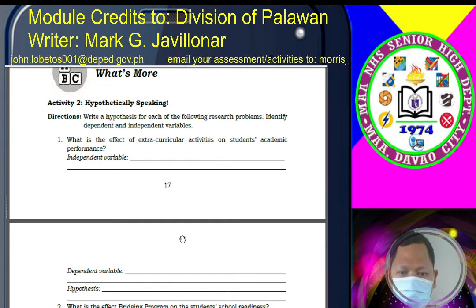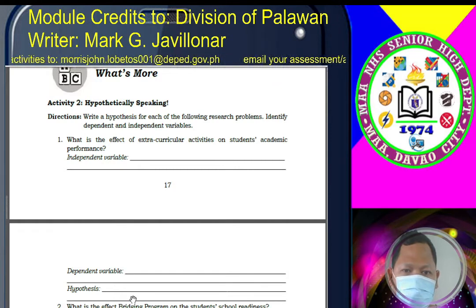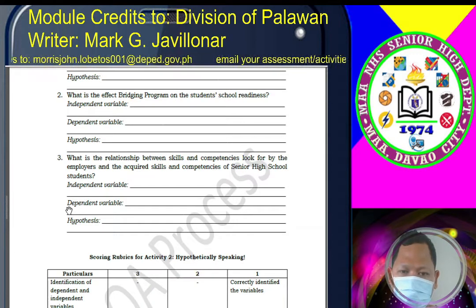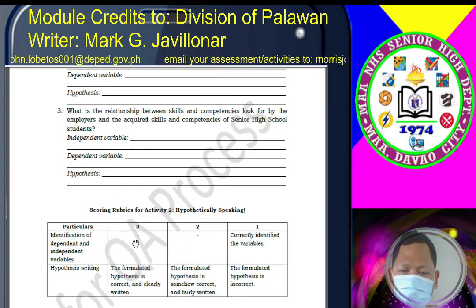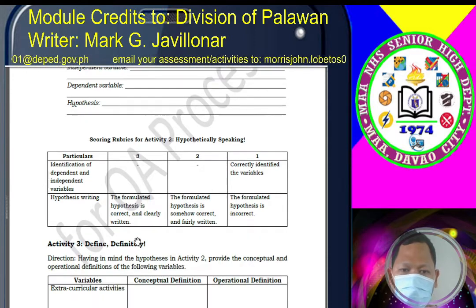You get it? Then let's have the hypothesis. Just state it as a null hypothesis. Since it talks about the effect, you may state that there is no effect of extracurricular activities on the students' academic performance, or you can state that extracurricular activities have no effect on students' academic performance. That is the hypothesis. You just do the rest of this activity. This is the rubric on how to grade your activity number 2. Then let's go to activity 3.